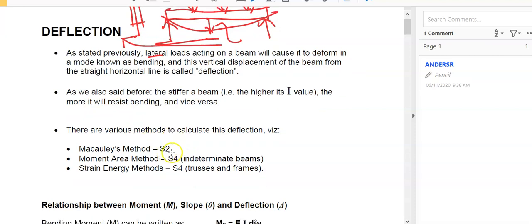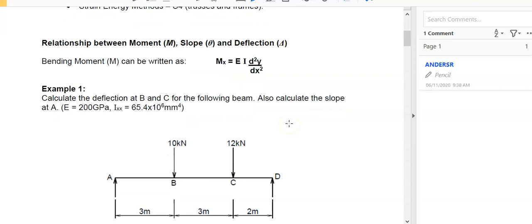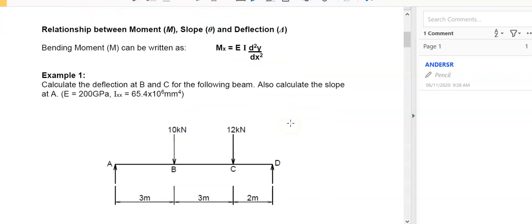There are various methods to calculate this deflection, namely Macaulay's method, which is what we're going to do. And when you go to S4, when you do indeterminate beams and trusses and frames, you use the moment area method and strain energy methods. But for us at S2, we can use Macaulay's method. Right, the relationship between moment, which is capital M, slope, which is theta, and deflection, delta. So that's just the symbols used for moment, for slope, and deflection.